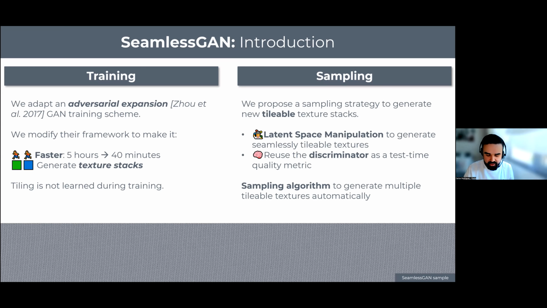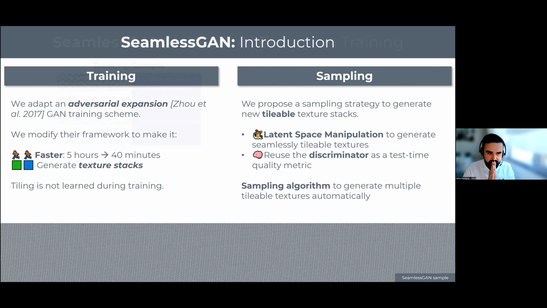And in terms of sampling, this is where the main idea comes in. We do not train SeamlessGAN to generate tileable textures. We sample in a way that allows us to generate tileable textures. So we have two ideas on this. One is manipulating latent spaces in the generator, and the other one is using the discriminator as a quality function during the sampling procedure.